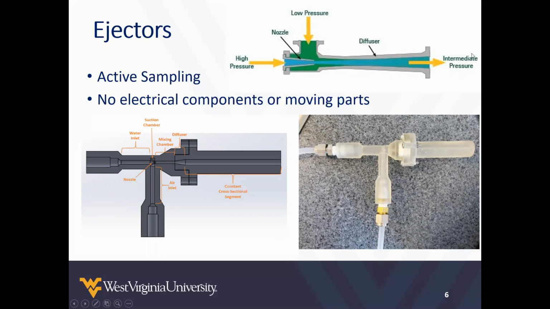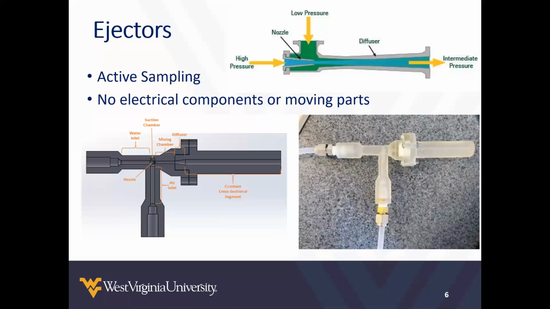So we wanted to just use the ejector to be able to pull the sample. That's the only use we really needed from it. But it would be good to use in a mine because there's not any electrical components, so it wouldn't pose the risk of an ignition, and there aren't any moving parts, so it'd be relatively low maintenance.